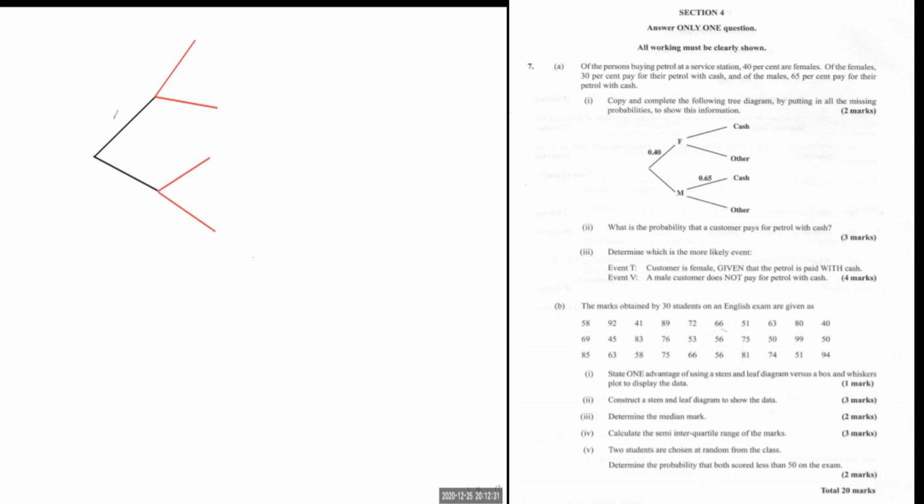All right, so this is females and this is males, and 40% are females, so that's 0.4. So 60% are males, that's 0.6. All right, next thing is how many pay with cash? Let's call this cash.